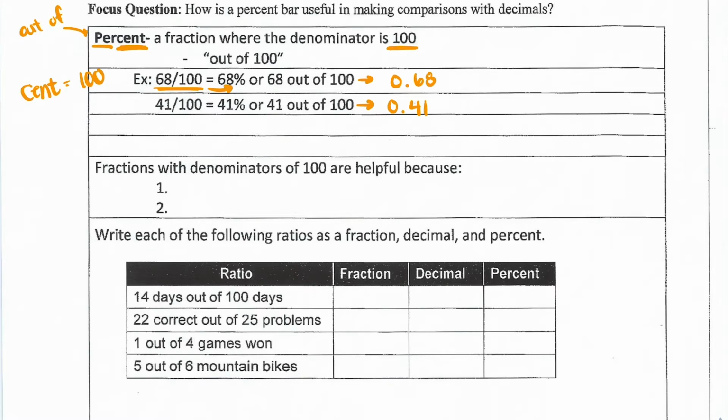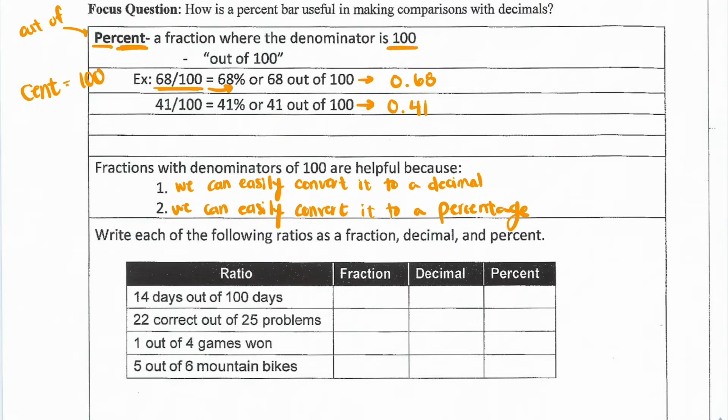Sorry, guys. Okay, fractions with denominators of 100 are helpful because we can easily convert it to a decimal, right? The denominator of 100 means it's in the hundredths place. And another reason is because we can easily convert the fraction to a percentage. And that's the goal today: changing fractions into decimals into percentages and vice versa.